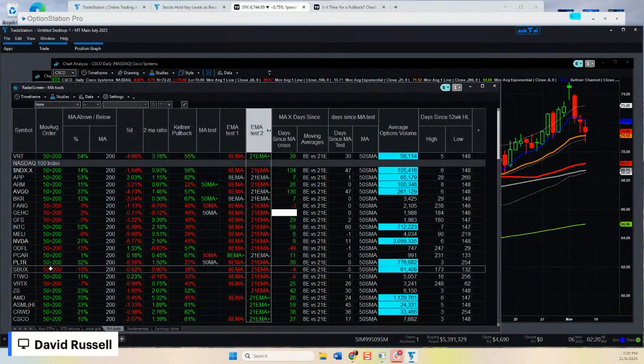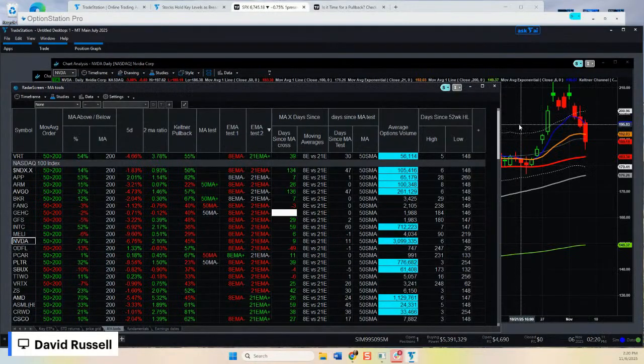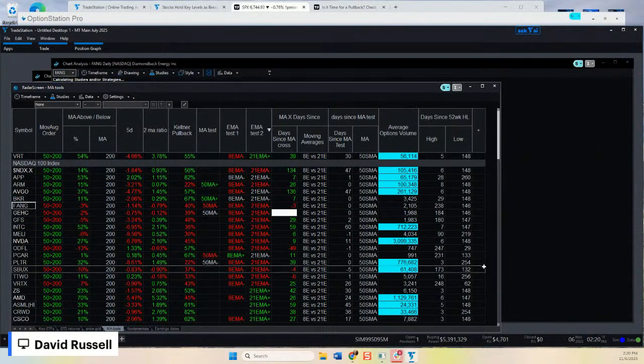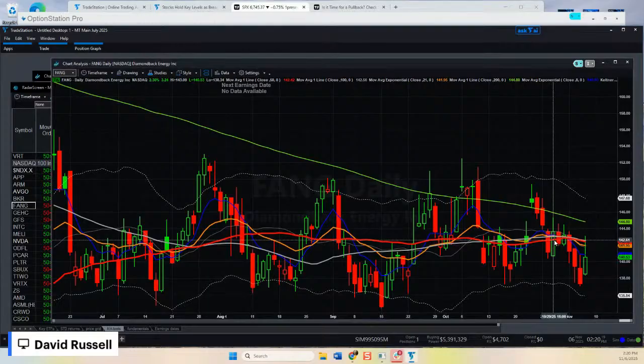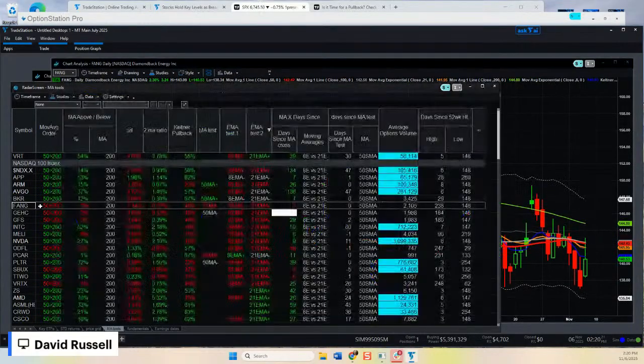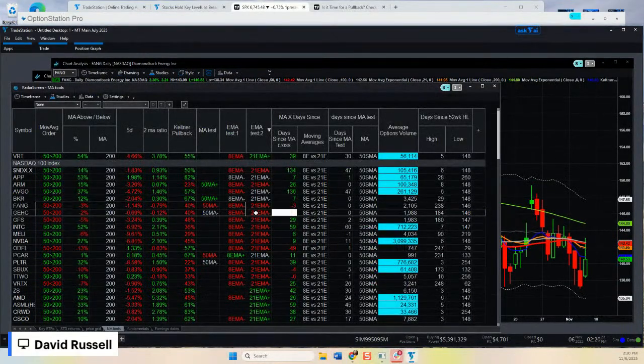So for example, you can look at these. Look at Nvidia, for example. The EMA is falling, or a name like, I don't know, Baker. Let's look at Fang, which is Diamondback Energy. The EMA is falling, so it has the color coding all built in to help you see what's happening right there on the radar screen.